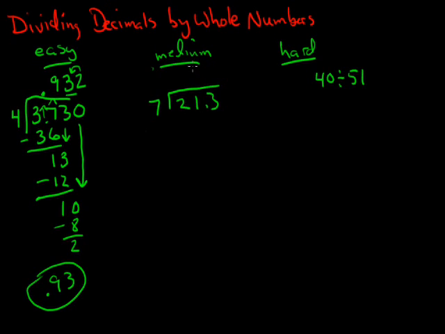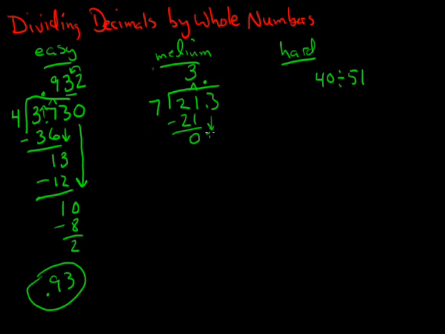Let's try another example. I'll call this a medium difficulty example. We first pop up our decimal. We put our caret above the 1 because 7 doesn't go into 2, it goes into 21. Well, 7 goes into 21 3 times. 7 times 3 is 21. We subtract, we have 0.